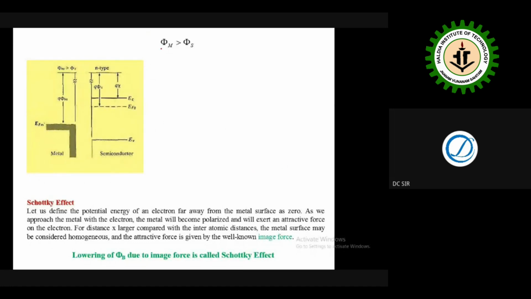In case of phi m greater than phi s, if the junction is created between metal and n-type semiconductor, then what happens? You see, phi m is larger than phi s. So when we make a junction, it is upwards, then it is downwards. So initially we make a junction. Fermi energy level EF, metallurgical junction.